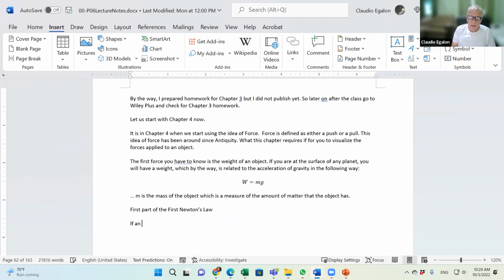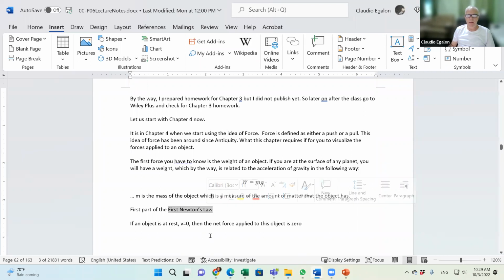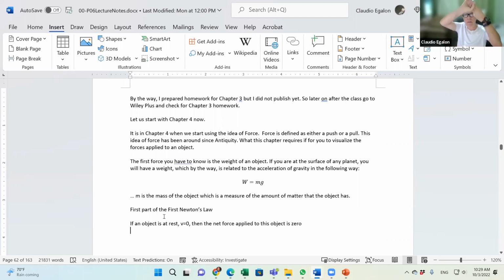Okay. If an object is at rest, a equals 0, then the net force applied to this object is 0. Now we are talking about laws, right? Remember the core concepts of physics? We talked about quantities, we talked about definitions, and now that's the first law that we ever see in physics, Newton's first law. If an object is at rest, then the net force applied to this object is 0.